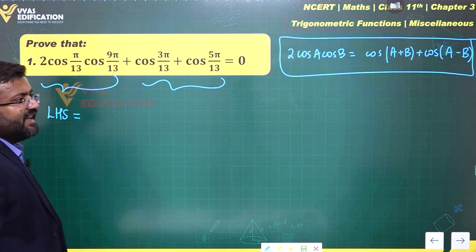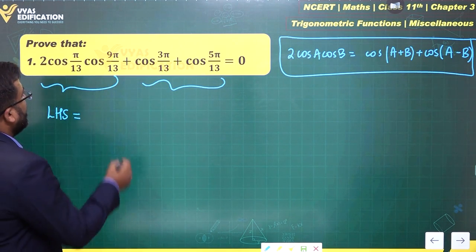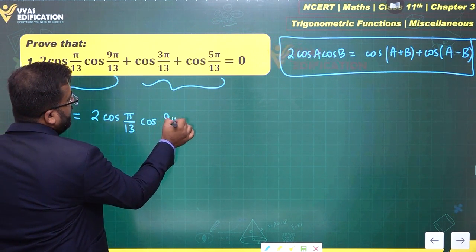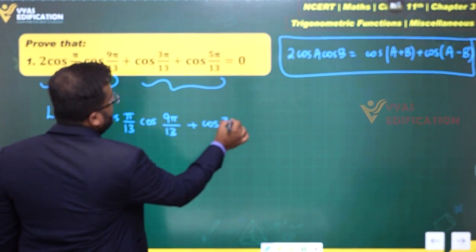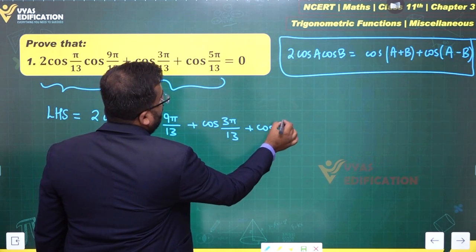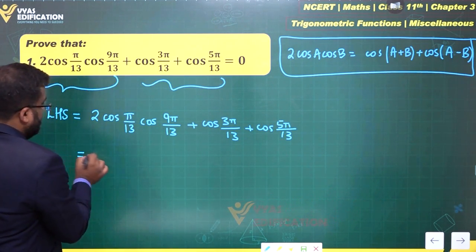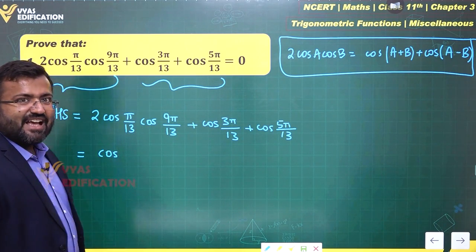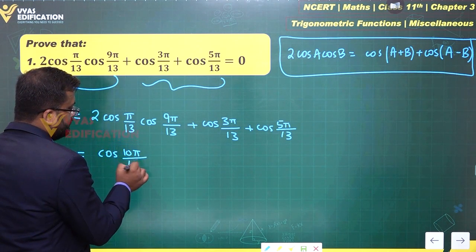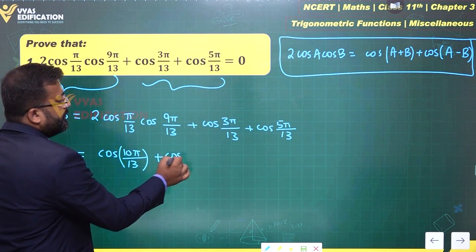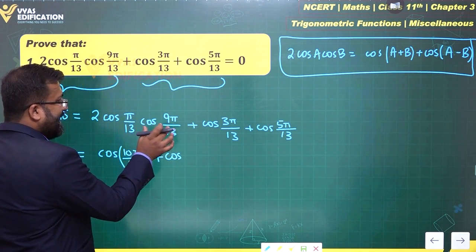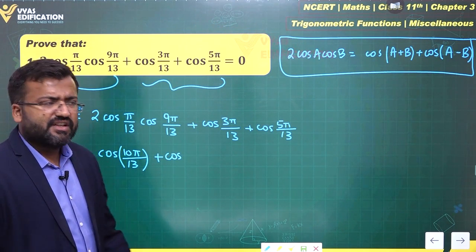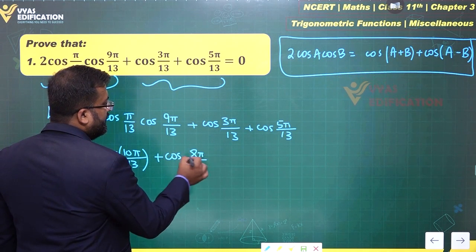Since we have to prove, let's begin with the LHS. In the LHS, you have 2 cos pi by 13 cos 9 pi by 13 plus cos 3 pi by 13 cos 5 pi by 13. This is 2 cos a cos b. 2 cos a cos b will be converted to cos of a plus b, a plus b is actually 10 pi by 13, plus cos of a minus b. A minus b is pi minus 9 pi or 9 pi minus pi, anything can do, because cos of minus theta is equal to cos theta, right? We are not supposed to worry about that. This is 8 pi by 13 over here.